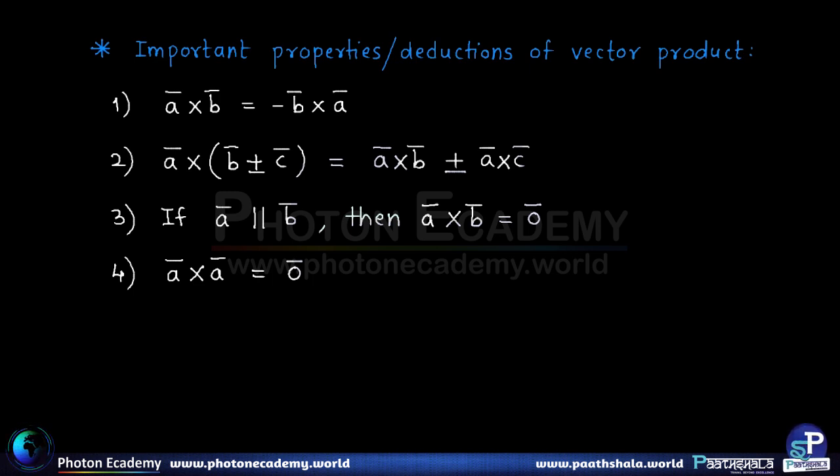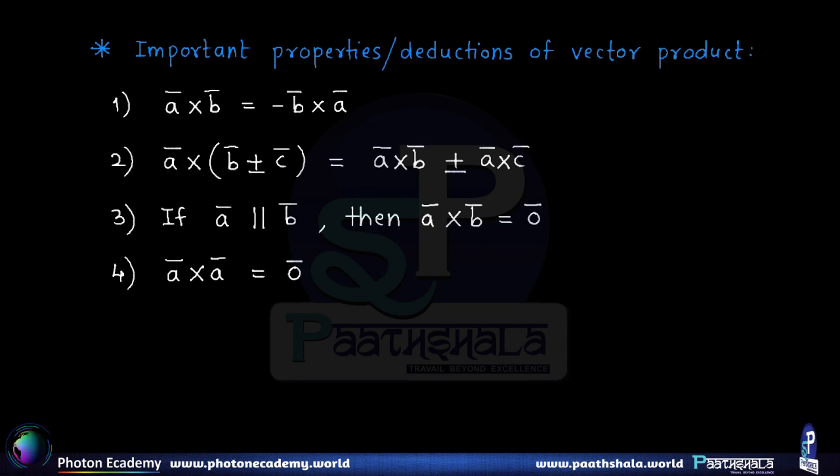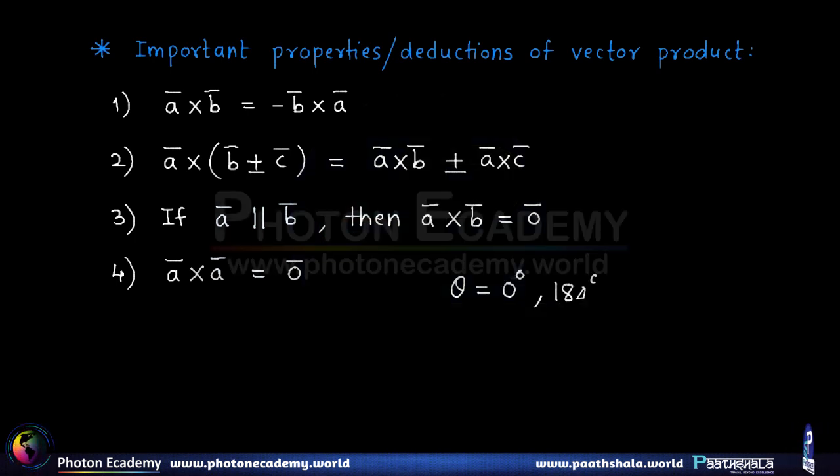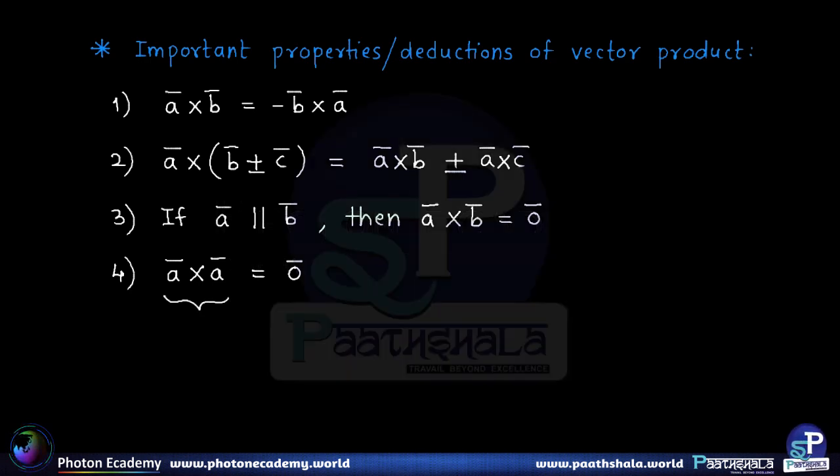Third says that if A bar is parallel to B bar, then A bar cross B bar is 0, that is a null vector. This is simply because if the two vectors are parallel, then the angle between them is nothing but 0 degrees, or we can say that it's 180 degrees if they are in opposite direction. But in whichever case, the sine of these two values is going to be 0, which makes their vector product 0. And lastly, another deduction which we'll be using often, that is A bar cross A bar is 0 bar. So we can call this self cross product of any vector always gives us a null vector.